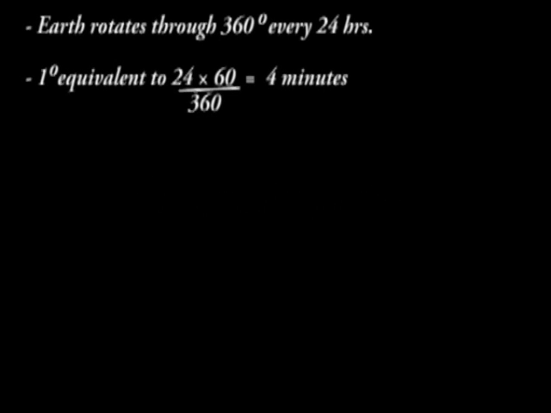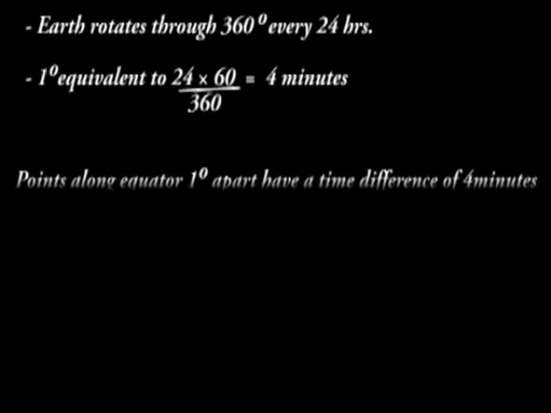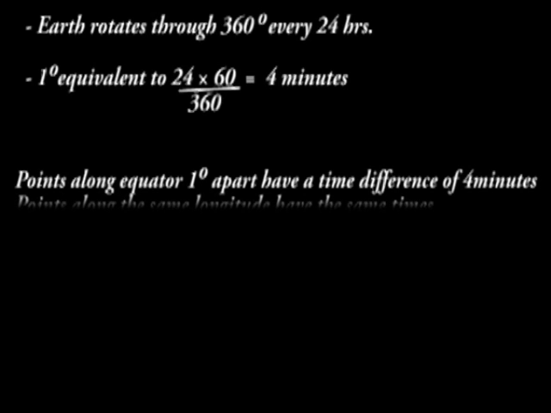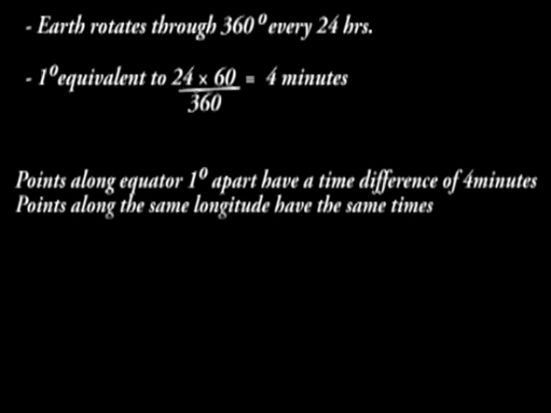Time and longitudes. The Earth rotates through 360 degrees every 24 hours. Therefore, 1 degree is equivalent to 24 times 60 over 360, which is 4 minutes. Thus, any 2 points along the equator, 1 degree apart, have a time difference of 4 minutes. Places on the same longitude have the same time. Those on different longitudes have different times.